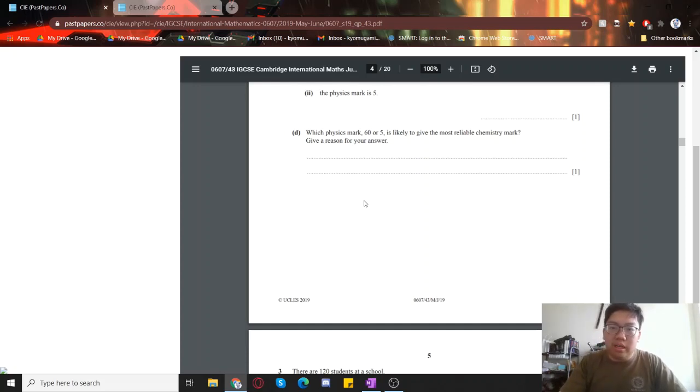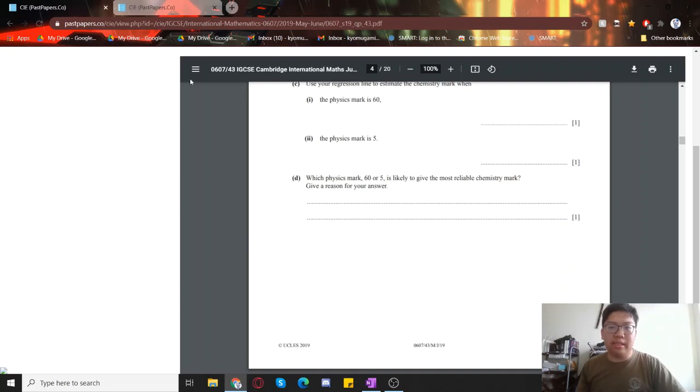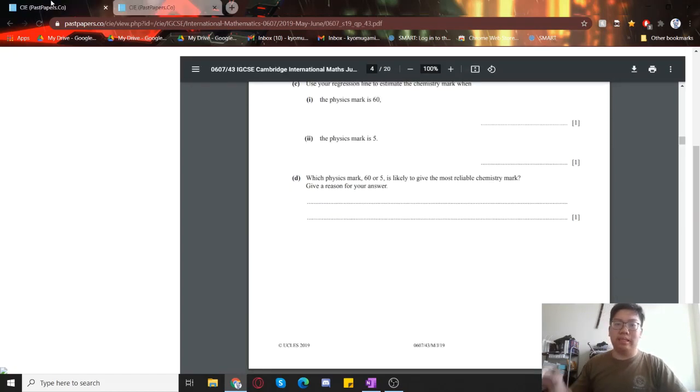Oh, which physics mark, 60 or 5, is likely to go? So usually it should be 60, because it's right bang in the middle. Yeah, it's because it's within the range of the data. Yep, that makes sense.